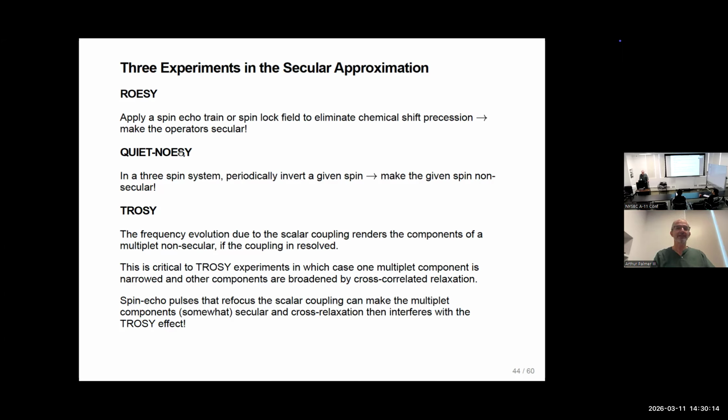Quiet Nosy, next time someone from Hashim's group will tell me what I add here to indicate what spins this experiment can be used for. And then, of course, Rosie is incredibly important these days.